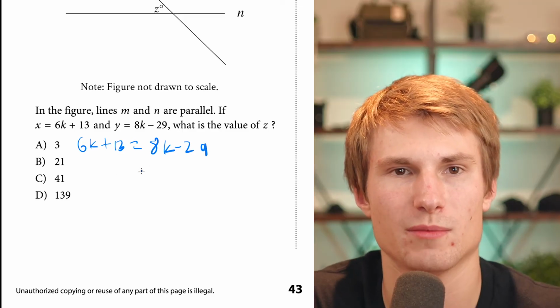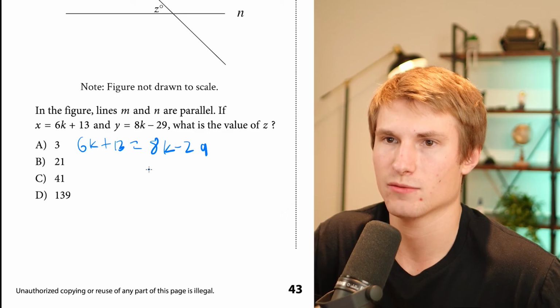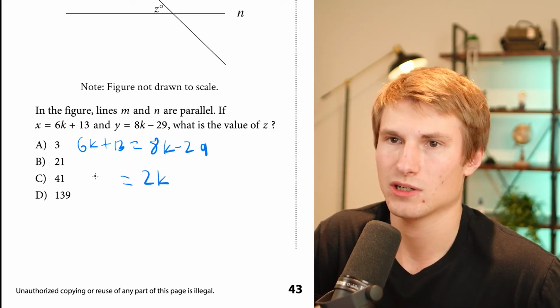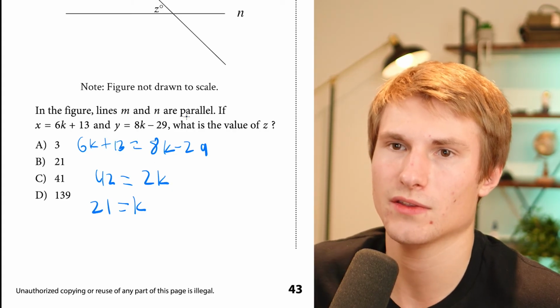Okay, from this point, I'm going to keep the coefficient in front of K positive, just because that's generally a good strategy. So I'll subtract 6K from both sides. I get 2K. I'll add 29 to both sides. That'll give me 42. From there, I divide both sides by 2. K is going to equal 21. That's not my answer, though.